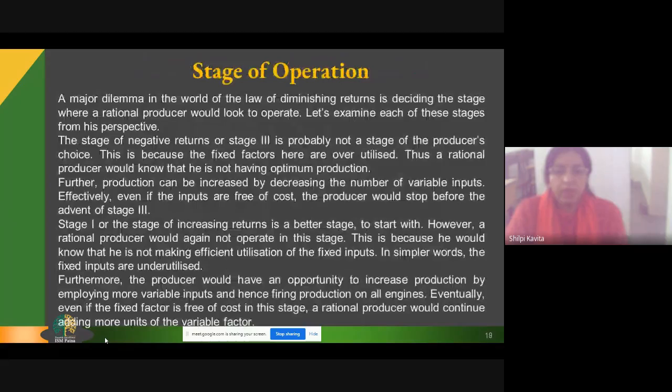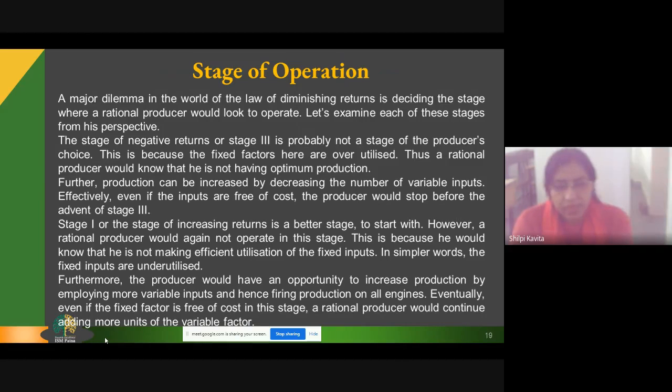Now comes the dilemma. We have seen the three stages. So what stage of production should the producer produce in? The producer always prefers to produce in stage 2, because in stage 1 the fixed factor is abundant relative to the variable factor, while in stage 3 the variable factor is abundant as compared to the fixed factor.